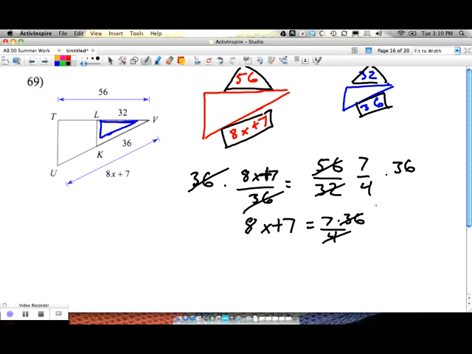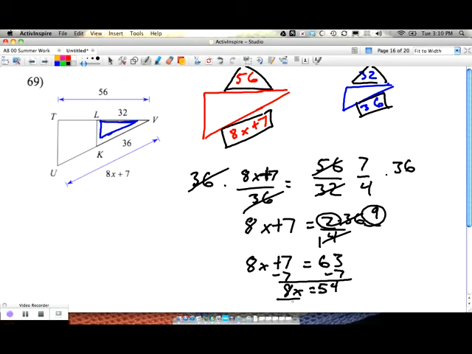Well, 4 and 36 simplify. Both of them are divisible by 4. It goes into 36 9 times and into 4 once. That tells me that 8x plus 7 is equal to 7 times 9, which is 63. So now I'm just going to work my way towards x. 8x then is going to equal 63 minus 7, which is 56. Divide both sides by 8.